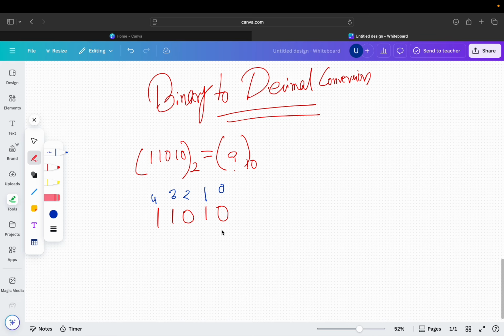Now, what is the first digit? The first digit is 0. What is the position? 0th position. So, base to the power position. Got it? After that, I have 1. Let's write 1 into 2 to the power, base to the power position. What is the position here? 1. Let's write the 1 here.